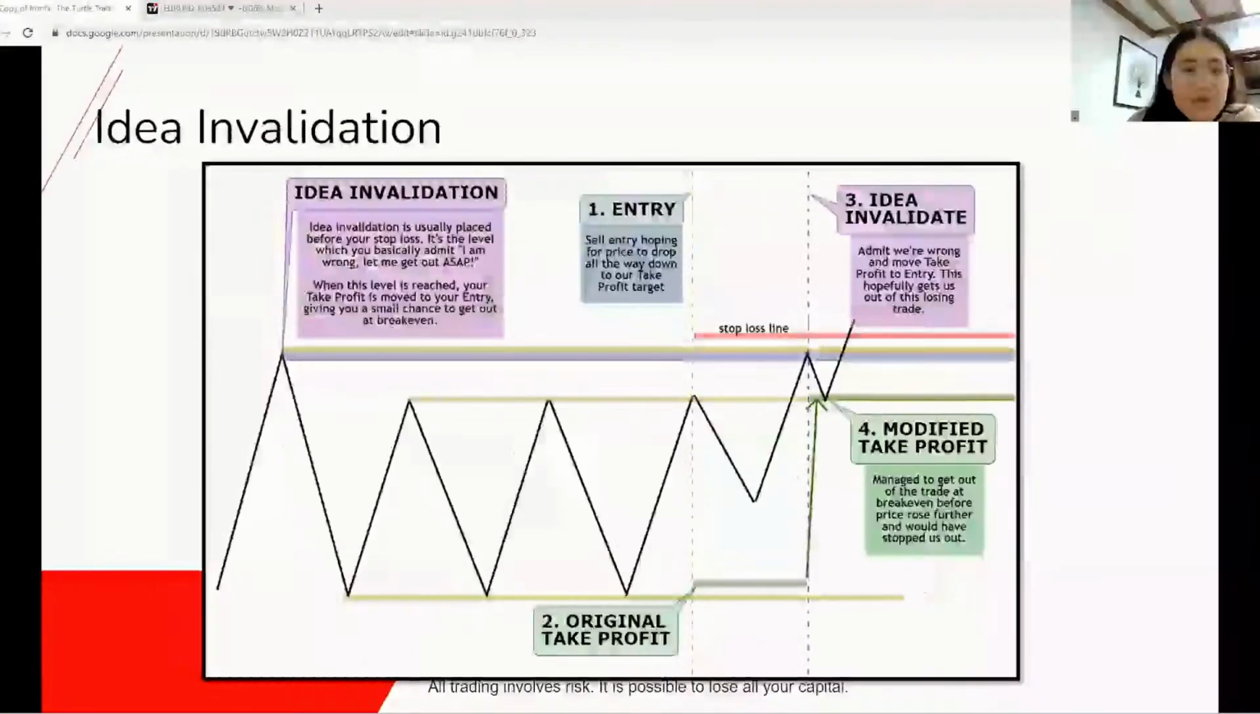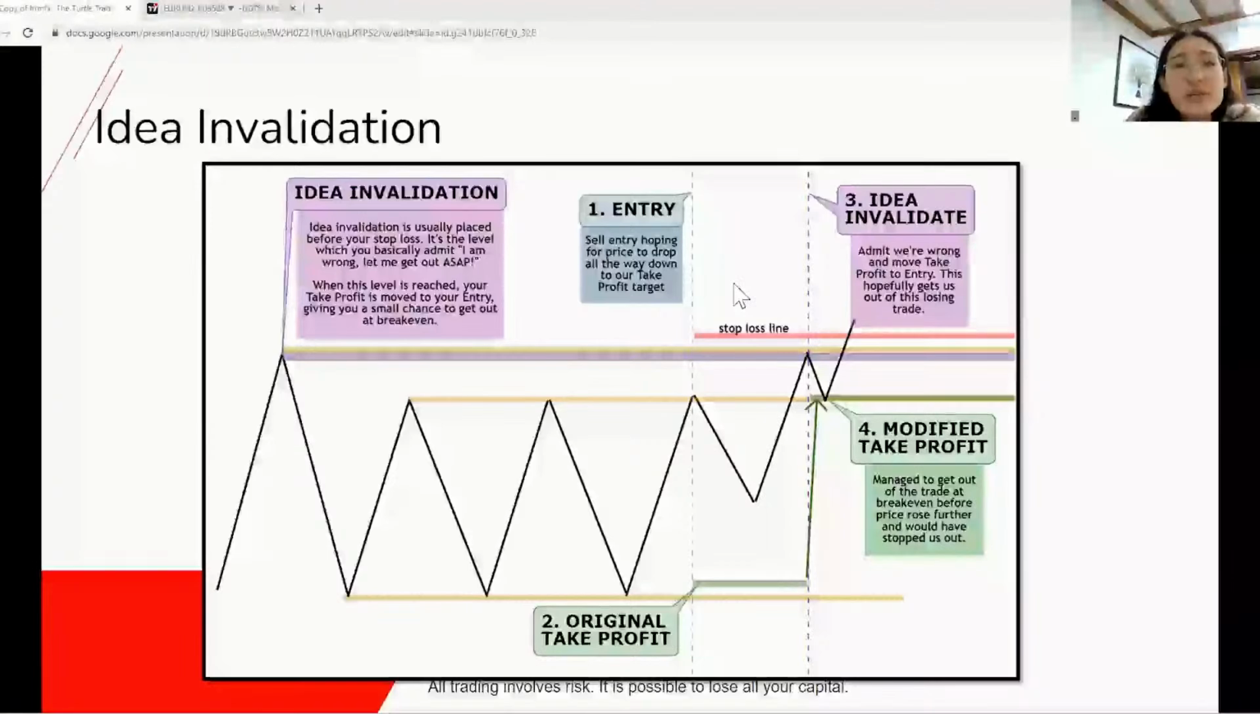Okay, next we have idea invalidation. So idea invalidation is usually placed before your stop loss. It is the level at which you basically admit I'm wrong, let me get out. So when this level is reached, your take profit is moved to your entry, giving you a small chance to get out at break even.